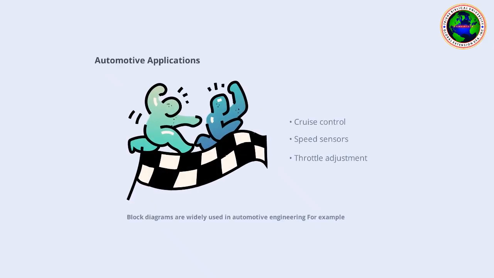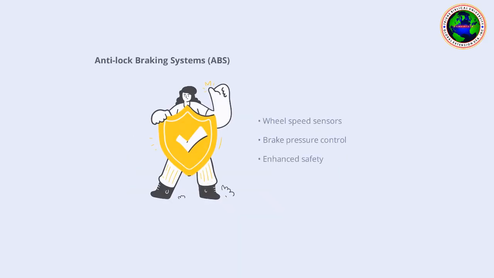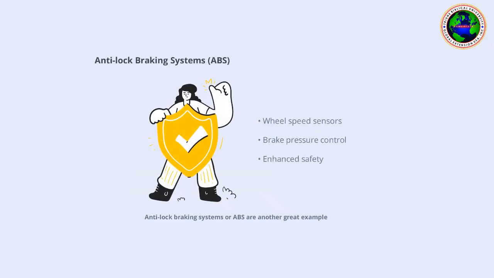Block diagrams are widely used in automotive engineering. For example, cruise control systems use sensors to monitor speed, controllers to process the data, and actuators to adjust the throttle. This closed-loop system maintains a constant speed, even as road conditions change. Anti-lock braking systems, or ABS, are another great example. Sensors detect wheel speed, controllers process this information, and actuators modulate brake pressure. The feedback loop prevents wheel lockup, improving safety and control during sudden stops.